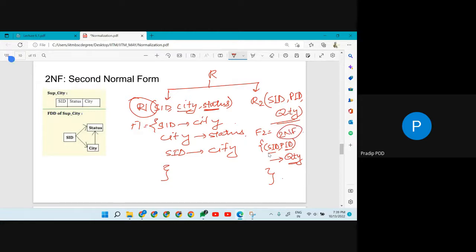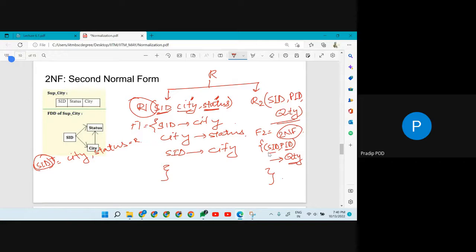So no need to change it, but in R1, you have to again find the candidate key, right? So here you have to check whether status and city are present on the right hand side. Then you have to find the closure set of SID. So that is your SID, city, and status, right? So that is equal to R. So your SID is the candidate key.